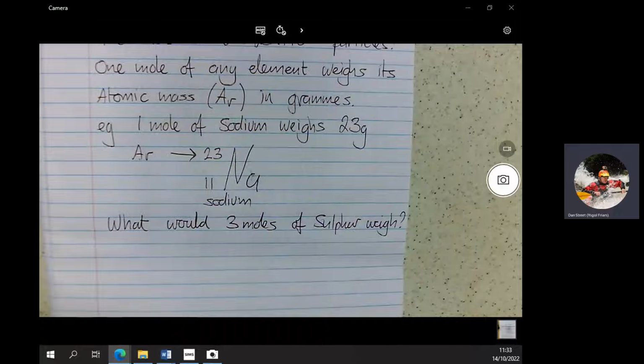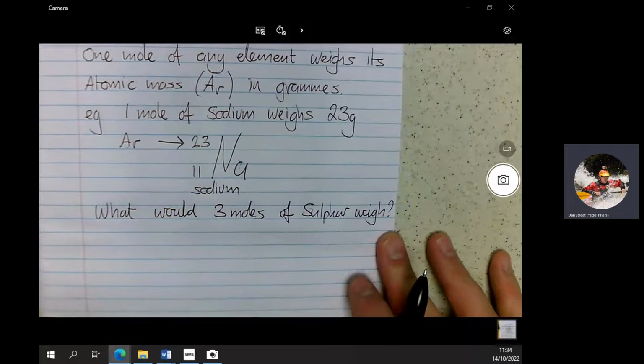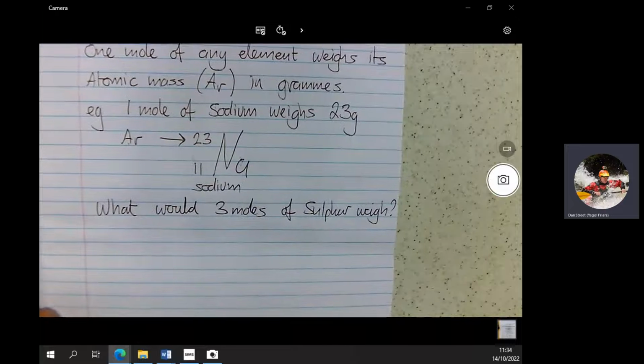So the mole allows us to count the amount of sulfur or the amount of any other element present simply by weighing it. We can't count atoms. They're too small, and there are too many of them. What we can do is weigh materials, and if we know the atomic mass or indeed the molecular mass, if we're talking about compounds rather than elements, we can know how many atoms or molecules are present. That's an introduction to the idea.